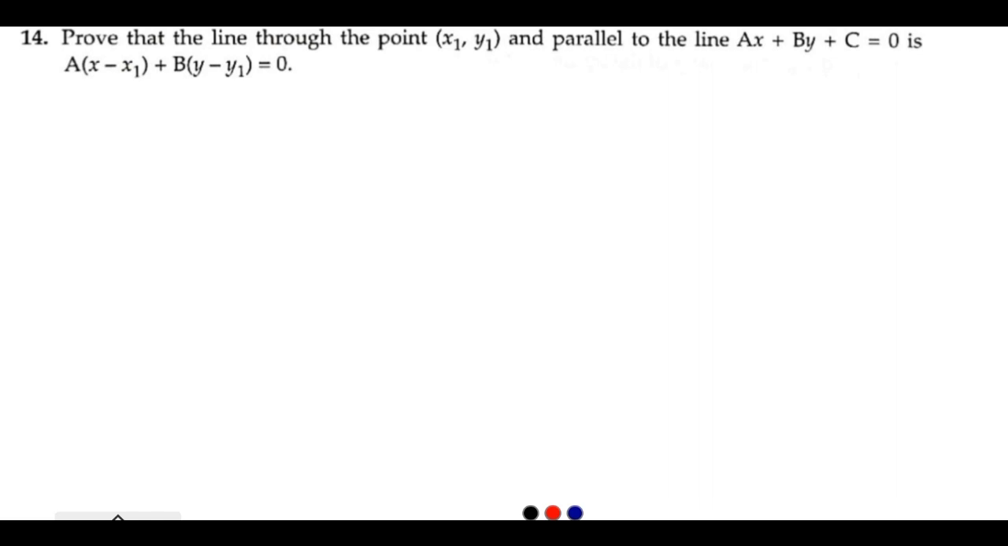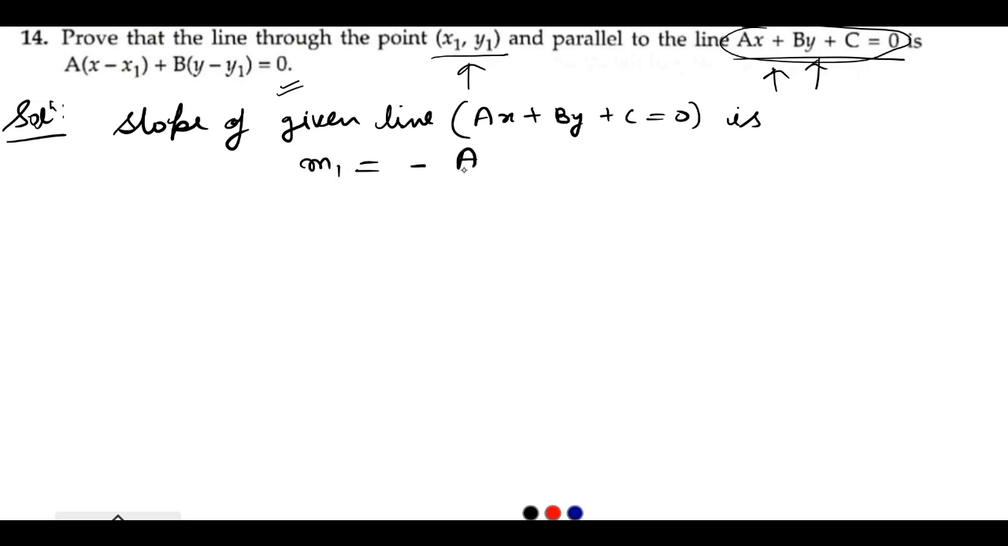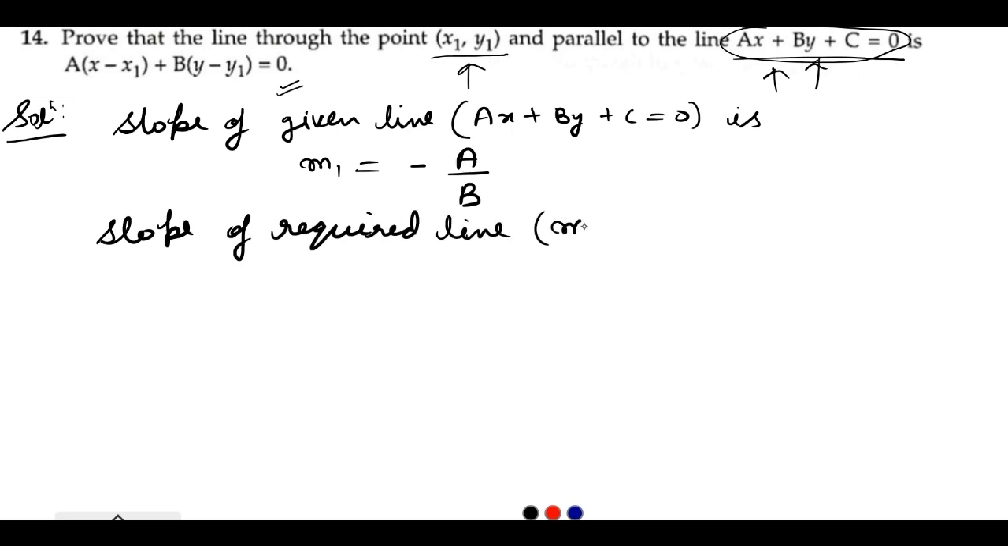Question number 14. Prove that the line through the point x1, y1 and parallel to the line ax plus by plus c is equal to 0 is this. One point and one condition is given. The slope of the given line is equal to minus coefficient of x divided by coefficient of y, and the slope of the required line, suppose it is m, is equal to minus a upon b, equal to the slope of the given line since the required line is parallel to the given line.